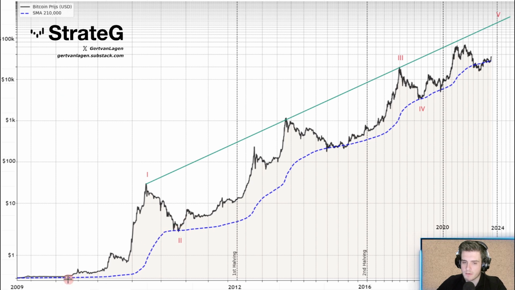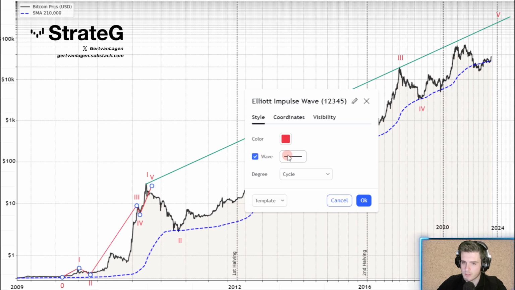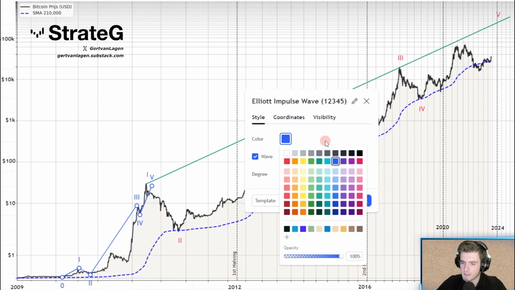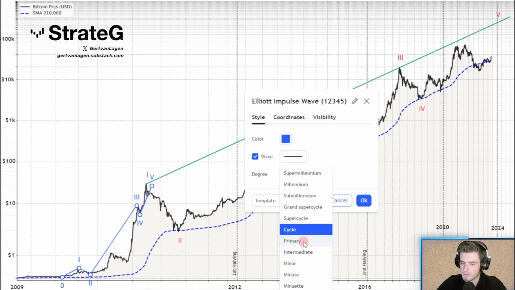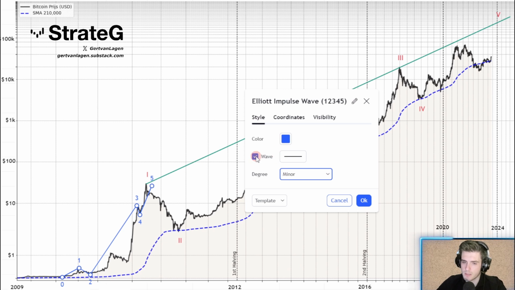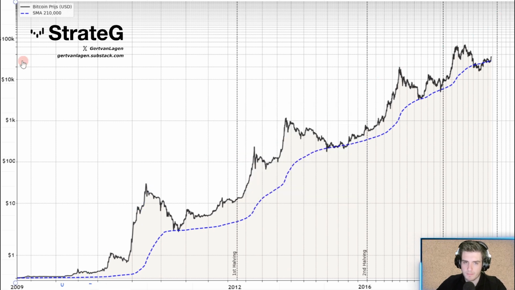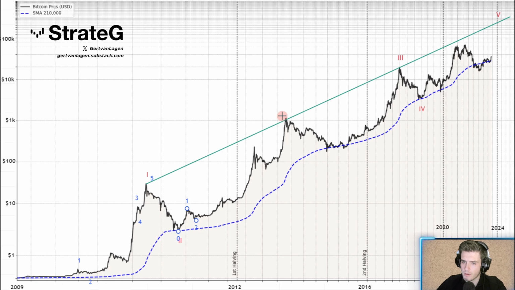Okay, so when we start at this first one, it should be subdivided into 5 waves as well. We can take, for instance, this one, 3, 4, 5. Let's make it blue and make it intermediate. So we have these 5 waves up here. Then we should also be able to find them here. 1, 2, 3, 4, 5.